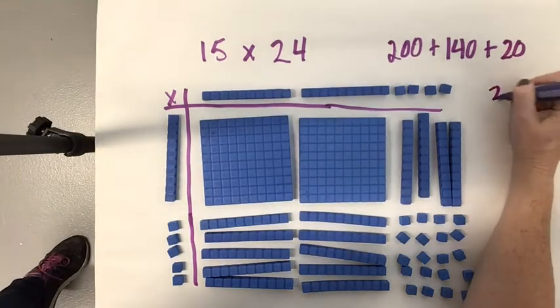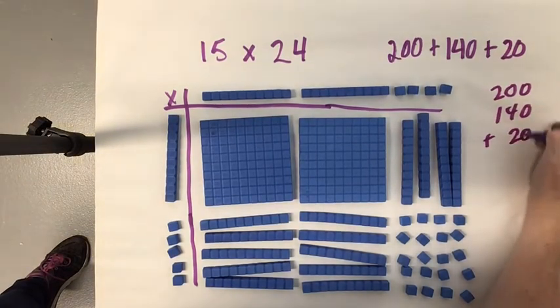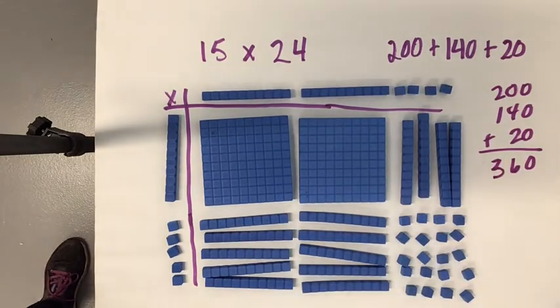So if I added these up, I have a 0 here, 6, 360. So that's one way to do it.